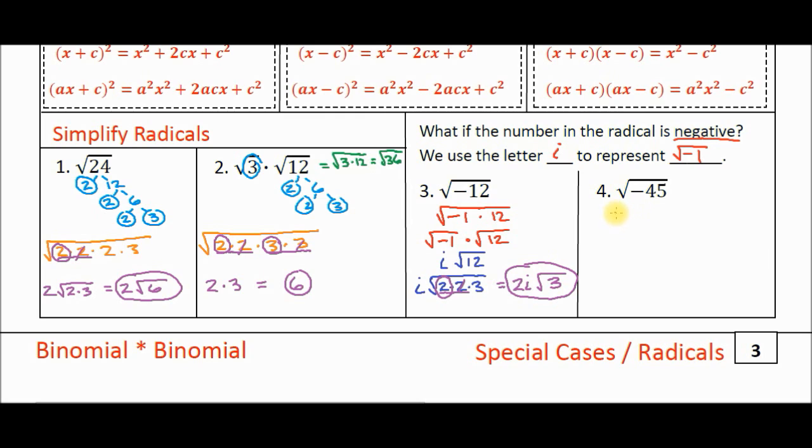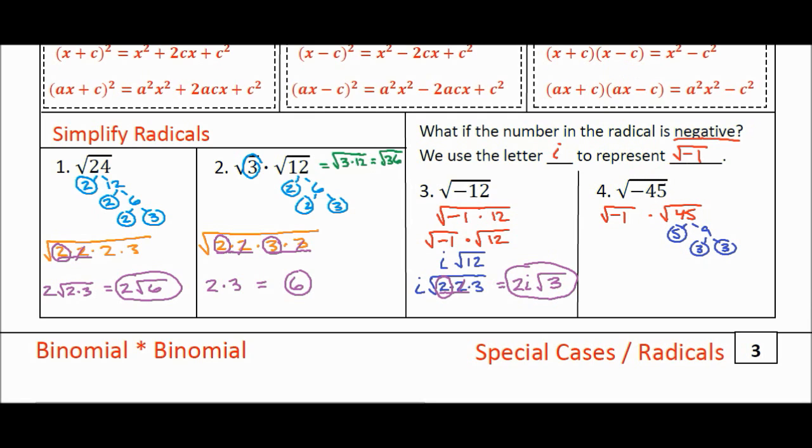Well, we can rewrite that, we'll just shortcut this a little bit, as the square root of negative 1 times the square root of 45. Let's go ahead and prime factor 45. I can see that it ends in a 5, so I know 5 goes into 45, and 5 is prime. 45 divided by 5 is 9. 9 is divisible by 3. 9 divided by 3 is 3. Those are prime. So 45 is 3 times 3 times 5.